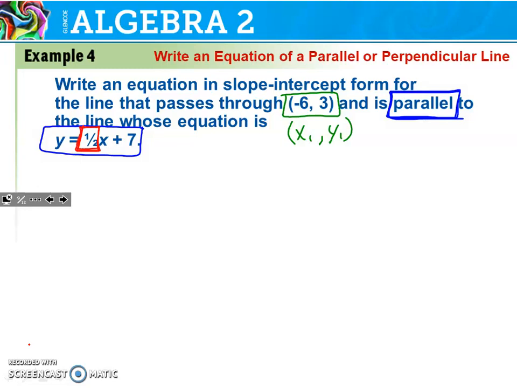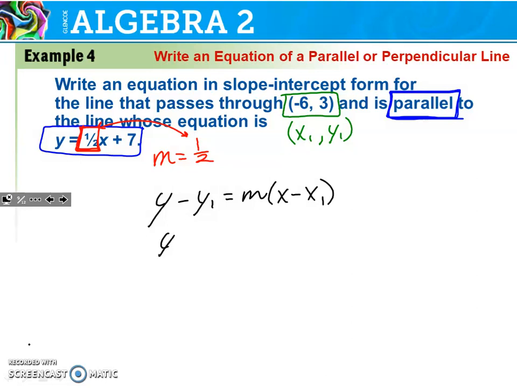Parallel means what for their slopes? Well, parallel means they need to have the same slope. So the slope I'm going to use for this one should be the same. They're both going to be 1/2. The last one was perpendicular, that's why we had to do a little bit of figuring. But this one, they're parallel, so it's just the same. I'm going to plug this into my point-slope form. Sorry, I wrote that wrong. It's going to be y minus y1 equals m times x minus x1.